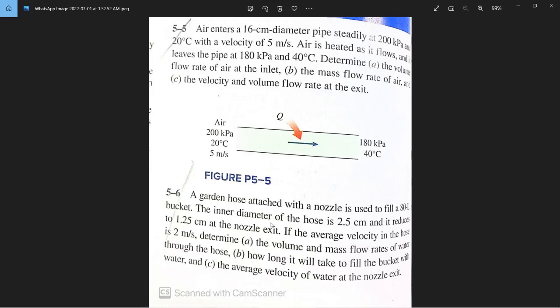The garden hose is attached with a nozzle. It is used to fill an 8-liter bucket. The inner diameter of the hose is 2.5 cm, reduced to 1.25 cm at the nozzle exit. If the average velocity in the hose is 2 meters per second, determine A, the volume and mass flow rate of the water. B, how long it will take to fill up the bucket. C, the average velocity of the water.